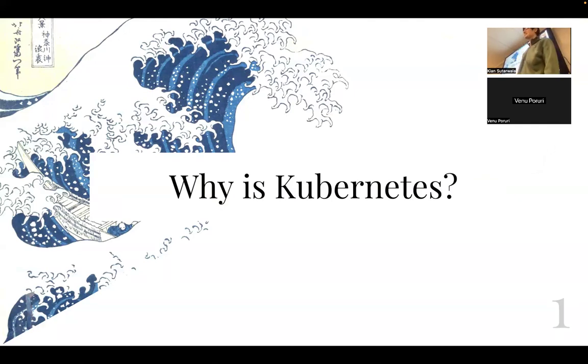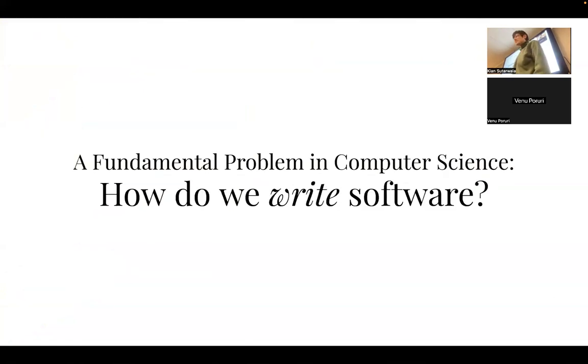Everything that you do needs to solve some problem. We don't just do things for no reason. The reason that we have Kubernetes is probably best explained through an analogy. In computer science, you might identify one fundamental problem as: how do we write software, right? It's like programming languages. I want to write some software that achieves some goal. So that's a fundamental problem in computer science.